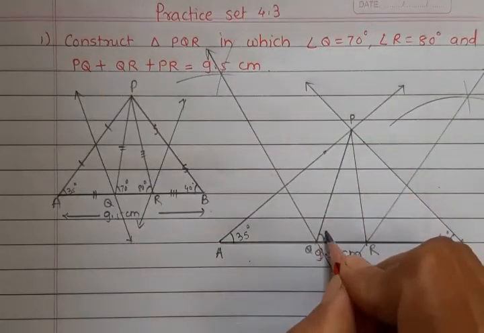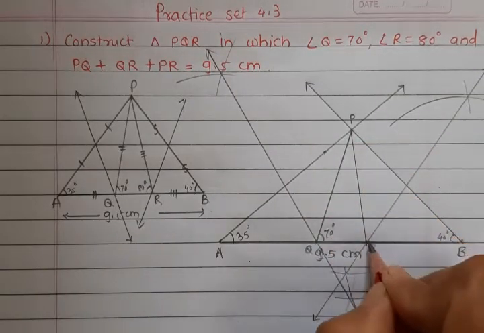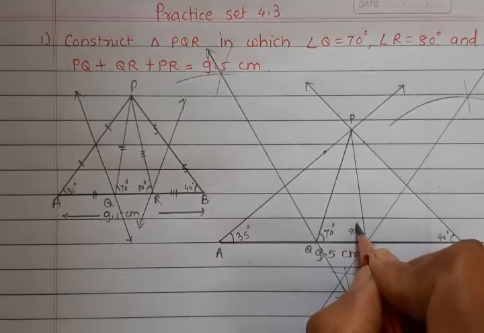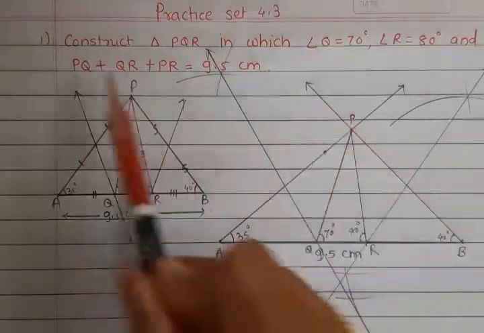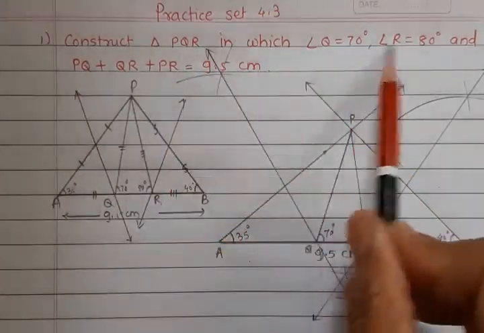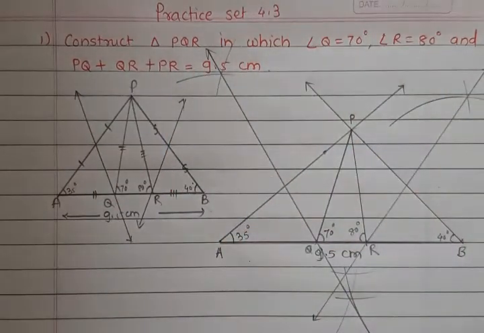Here angle Q is given 70 degree, angle R is given 80 degree. So here we get the required triangle PQR when the sum of the three sides and the base angles are given. Okay, now in this way we will do the second example.